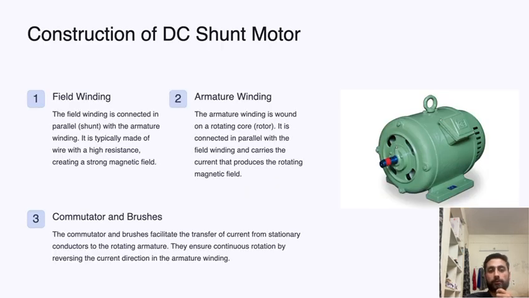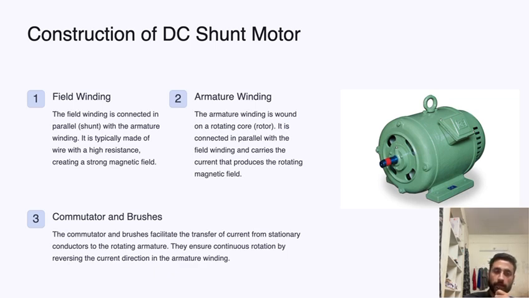Construction of DC shunt motor. Field winding: the field winding is connected in parallel (shunt) with the armature winding. It's typically made of wire with high resistance, creating a strong magnetic field. Second, armature winding: the armature winding is wound on a rotating core, the rotor. It's connected in parallel with the field winding and carries the current that produces the rotating magnetic field.